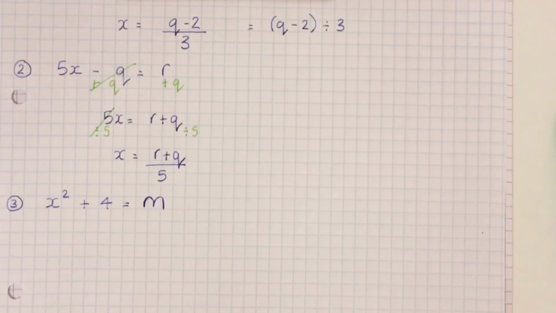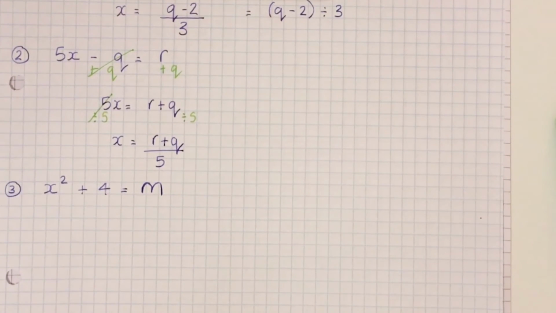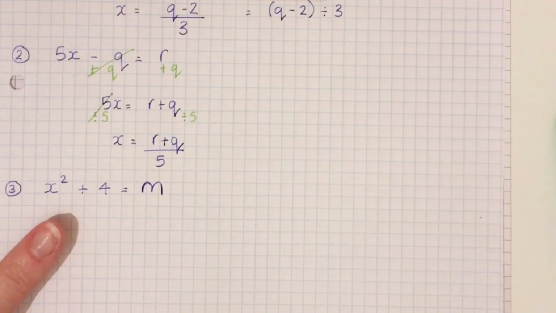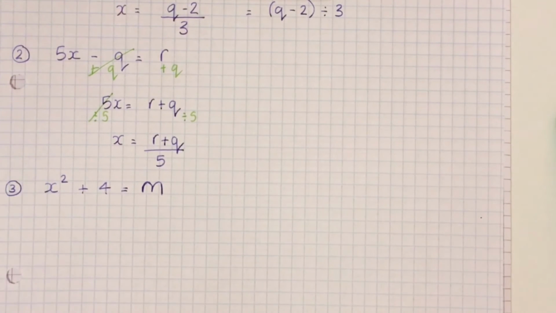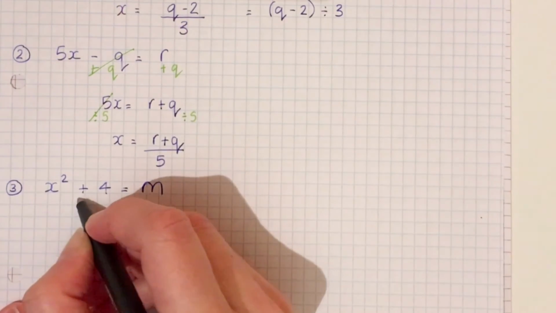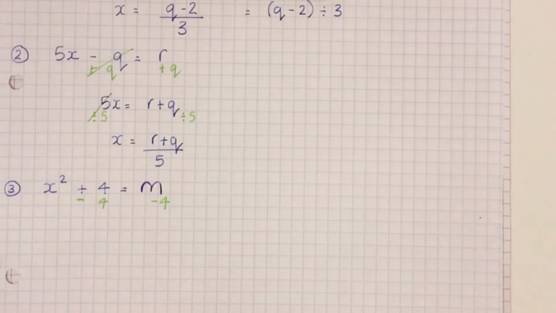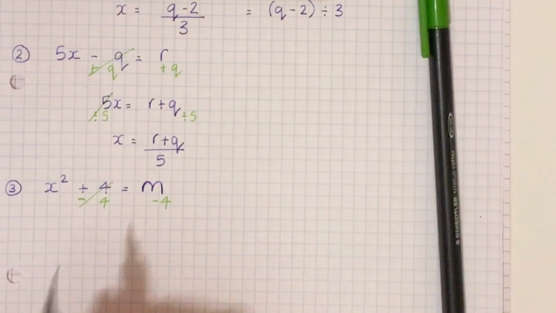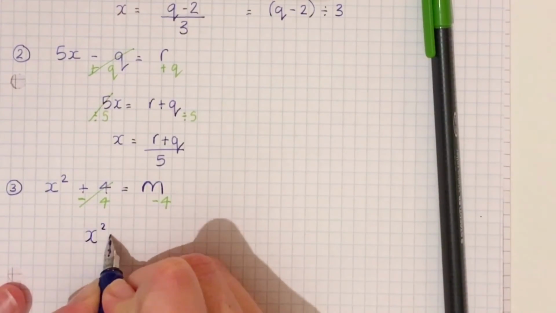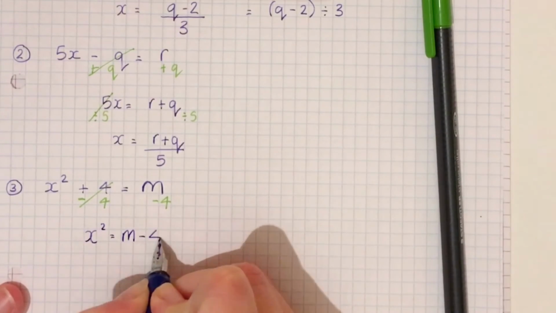Right, let's have a look at this last one. This one's different, and I hope you spot that it's different because it's got an x squared here. We're going to do the same thing and get rid of the number attached here. It could be a letter, obviously, but it's a number in this case. So we're going to take 4 from each side to get rid of that part. So I'm left with x squared equals m take away 4.